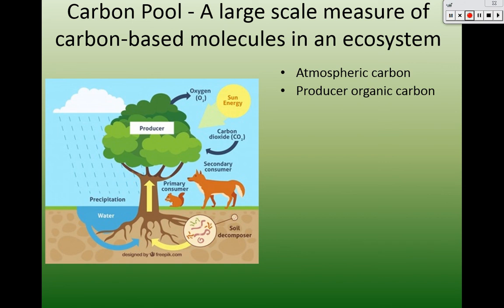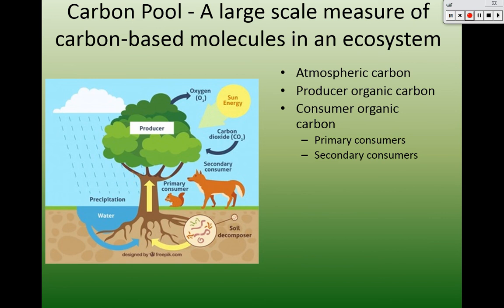If you were to add up all that organic carbon, that would be the producer organic carbon pool. Then we have consumer organic carbon, and you can divide that up. You could just say this is the consumer organic carbon. You could say this is the primary consumer compared to the secondary consumers, or you could lump it all together. It really depends on what your focus is.